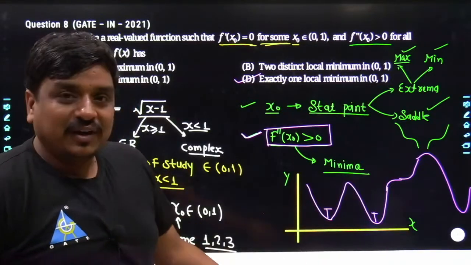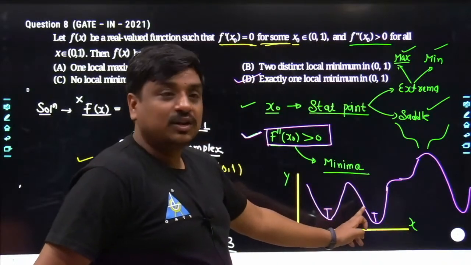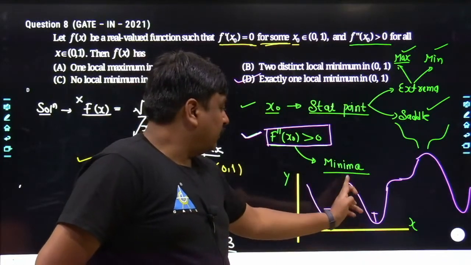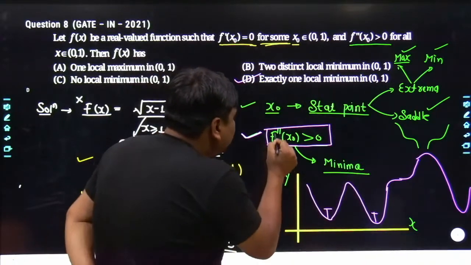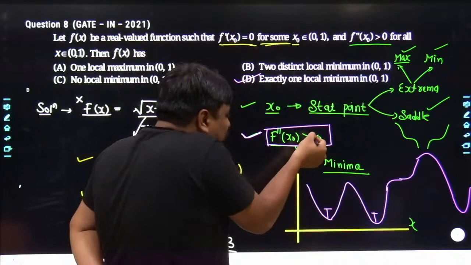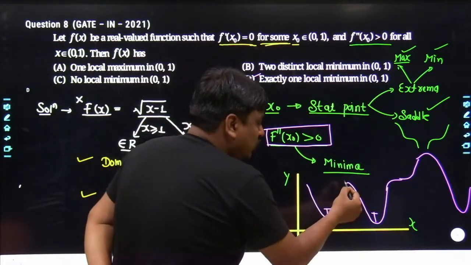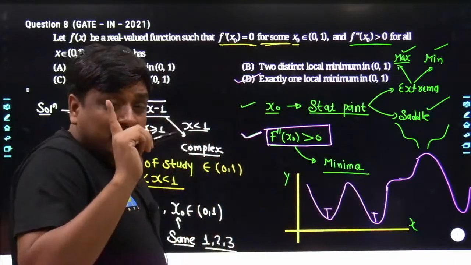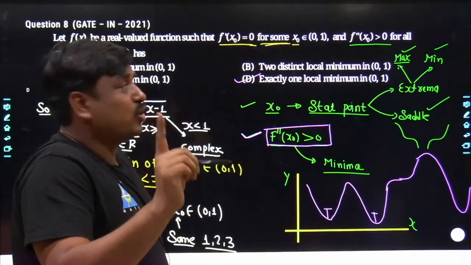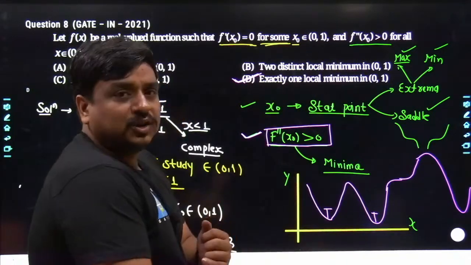Now you yourself can see the two minimas cannot come together. If they are coming, definitely in between another maxima had to come, and it has been clearly given that f double dash x naught would always be greater than 0 for all possible values in 0, 1. So obviously you cannot form a maxima within the range of 0, 1. So only one minima is possible within 0, 1. So the best answer is going to be option D.